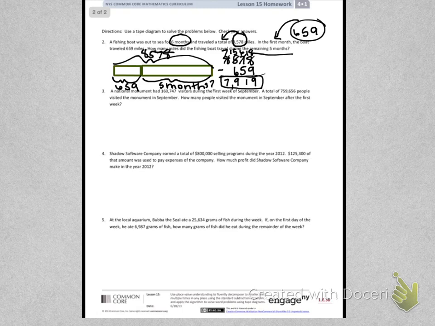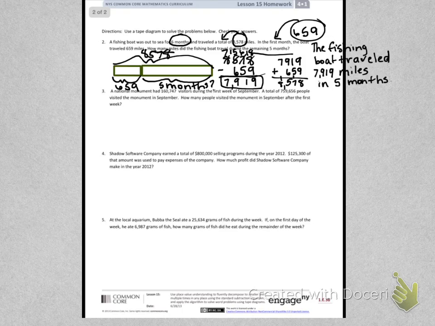It does ask you to check your answer. So in order to check our answer, we need to make sure that 659 plus the 7,919 equals the total miles we traveled. So let's go ahead and work out that math and see if it works. 7,919 added with 659. 9 plus 9 makes 18. 1 plus 5 plus 1 makes 7. 9 plus 6 makes 15. 7 plus 1 makes 8. And I'm looking at traveling a total of 8,578 miles by my math. And that's what they gave us.